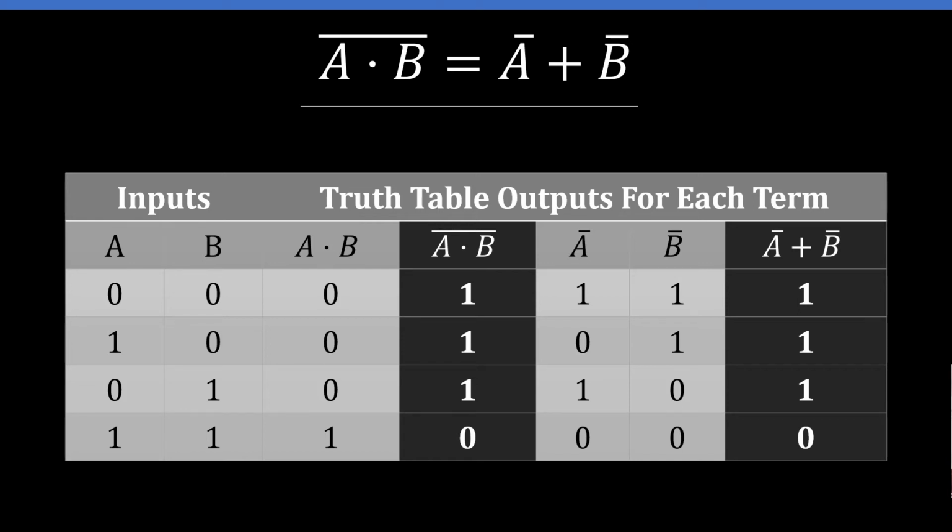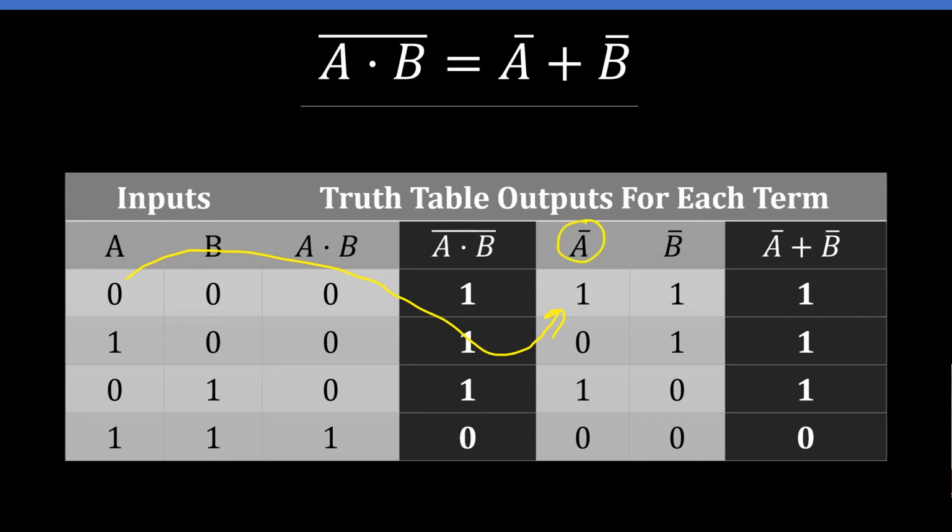So what I have done is draw a truth table and take all possible inputs, that is 0 0, 1 0, 0 1, 1 1. 0 dot 0 will be 0, 1 dot 0 will be 0, 0 dot 1 will be 0, 1 dot 1 will be 1. So if I take the bar of this, then it is 1, 1, 1, 0. And if I take A bar, then that is going to be 1.